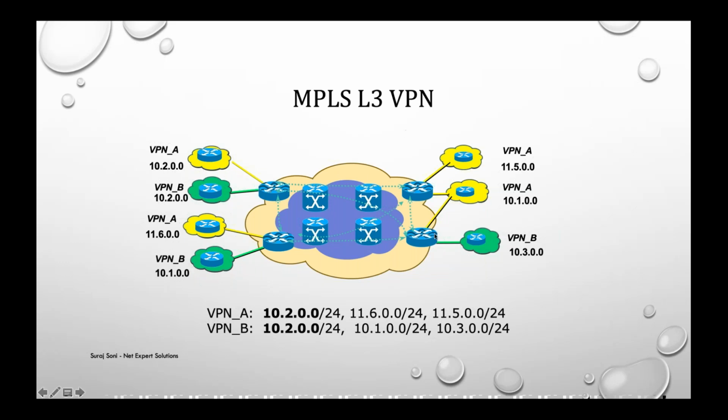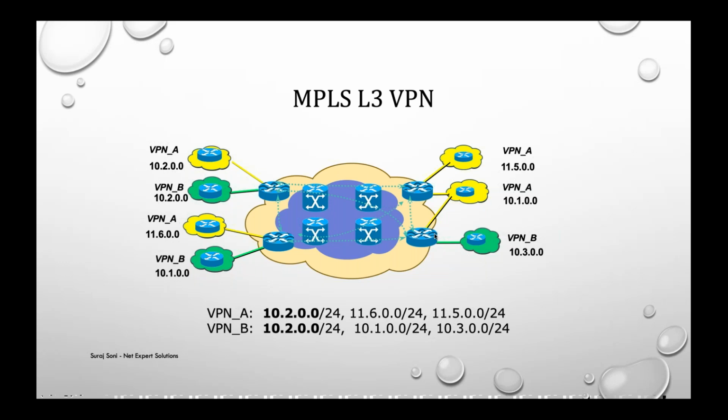We have two customers, yellow and green. These are two different customers, and each has branches, some in Singapore and some in the US. Now there is one common service provider. Let's take an example: AT&T. AT&T is the common service provider which covers both areas with its service.